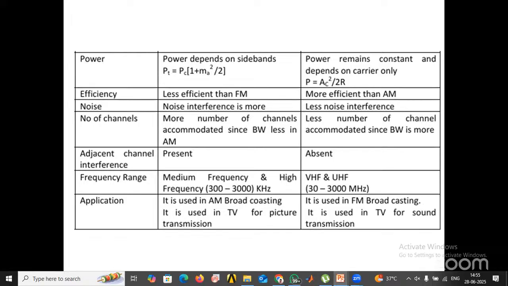Nowadays, they are using software defined radios and cognitive radios to find the free spectrums.